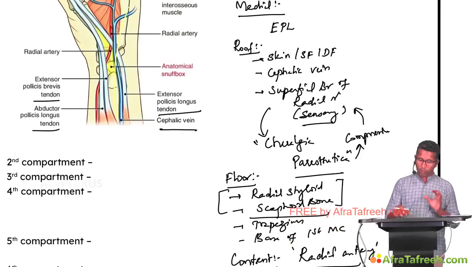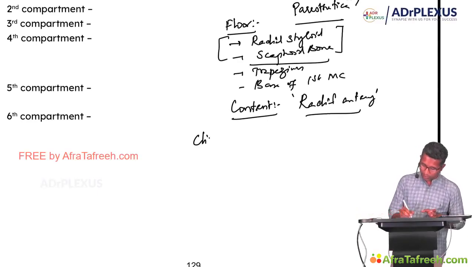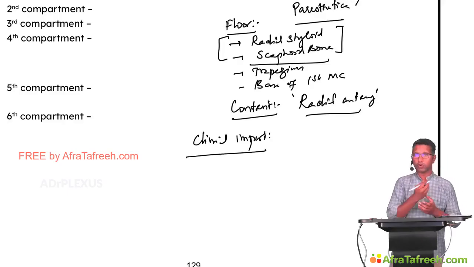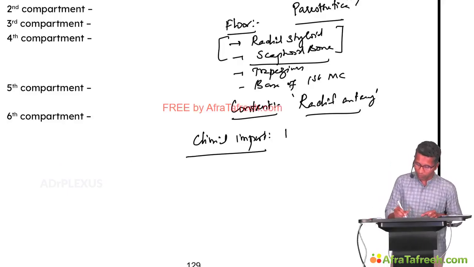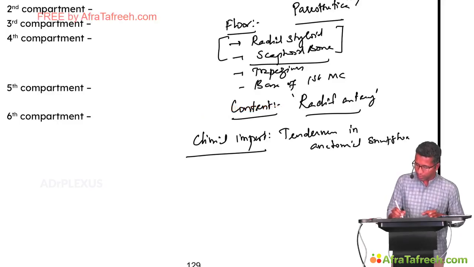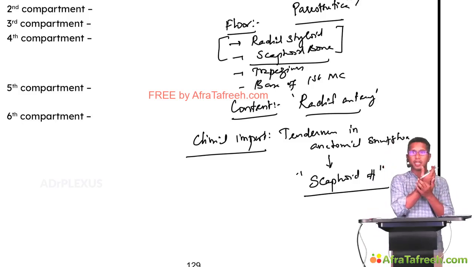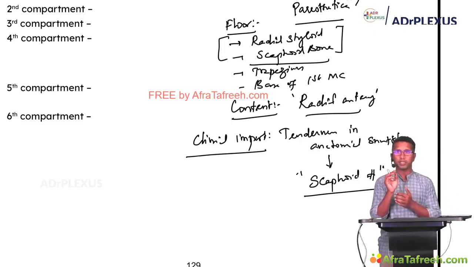I hope you understood what the anatomical snuff box is. What is the clinical importance of the anatomical snuff box? If you have tenderness in the anatomical snuff box, it is a sign of a common carpal bone fracture, that is the scaphoid fracture. If the scaphoid has fractured, please remember, you will have tenderness in the anatomical snuff box. This is the clinical implication.